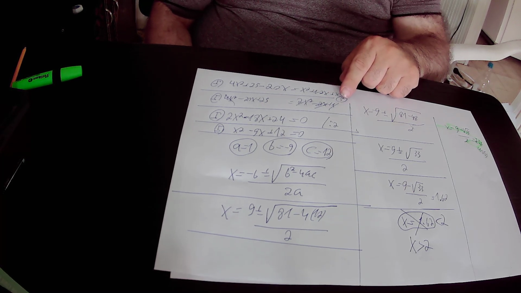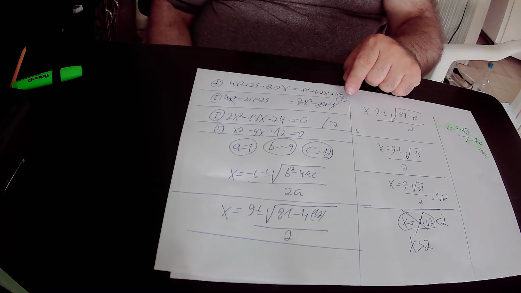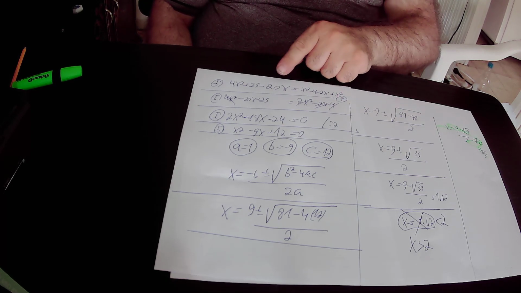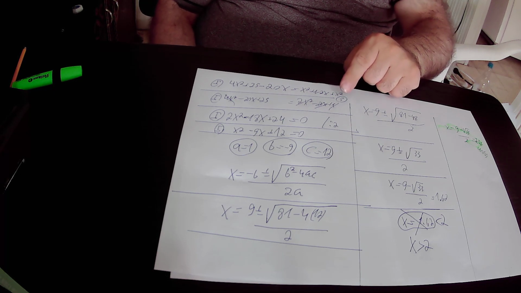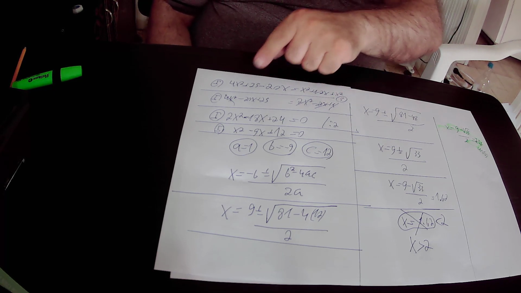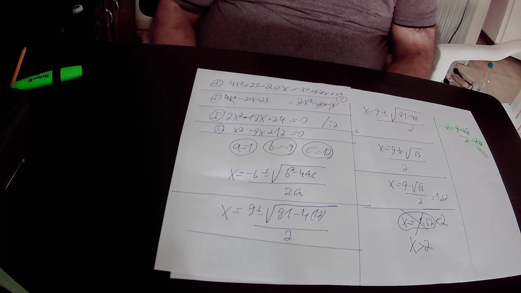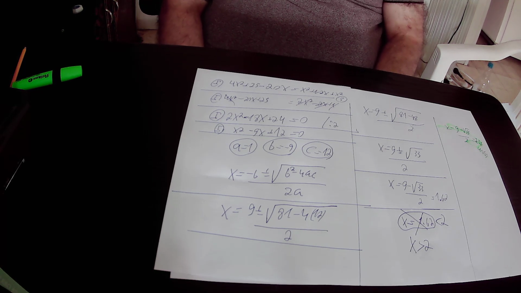We subtracted 1 from equation number 1. So 25 minus 1 is 24, and 1 minus 1 is 0. So in conclusion, we found out that 2x squared minus 18x plus 24 equals 0.